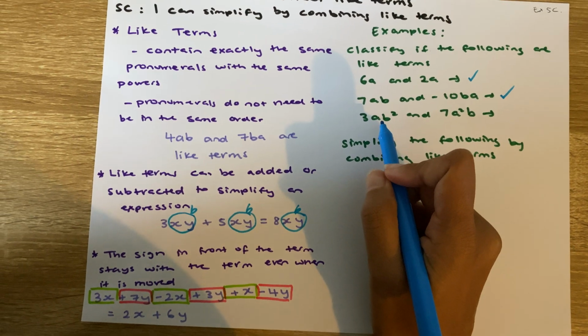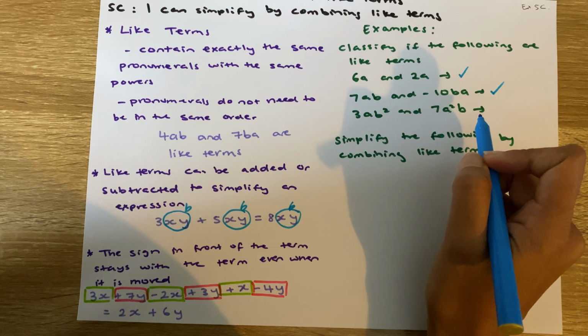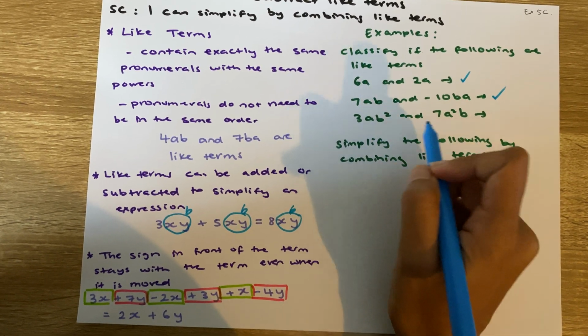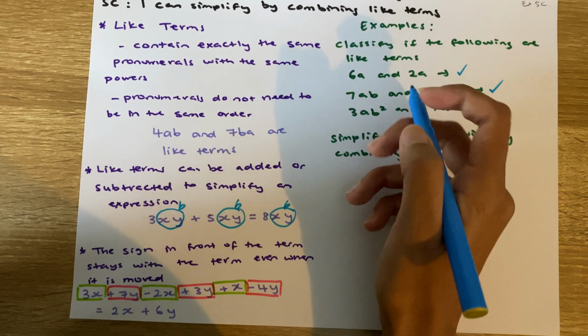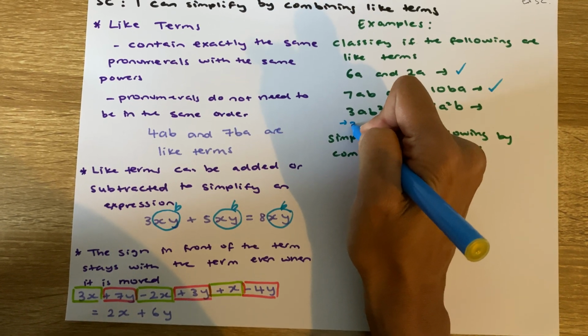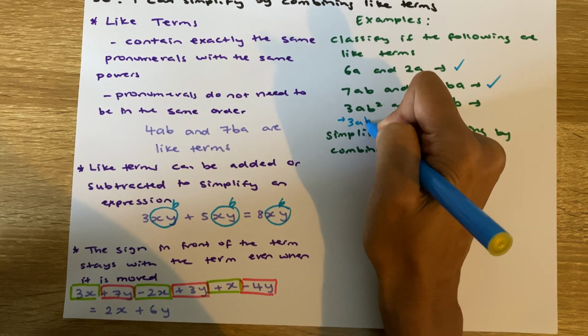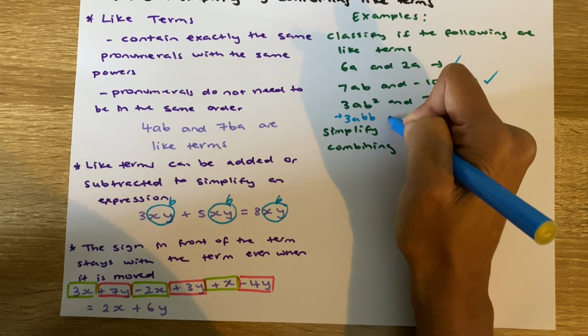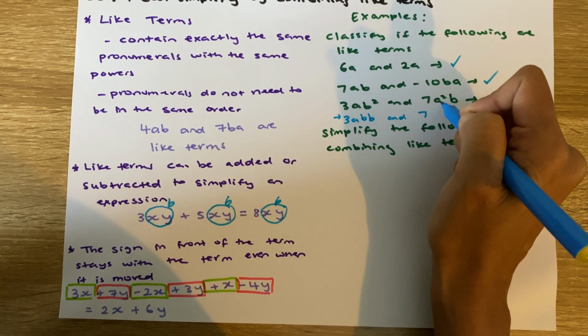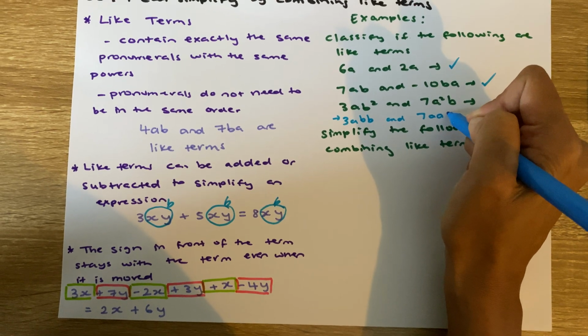This one over here, I've got ab squared and a squared b. Yes, they have the same letters, but if we were to expand this, if we were to write this in its bigger version, this would be 3a, b squared is b times b. So I'd technically be writing b twice. And this one here is 7, a squared is aa, and then b.